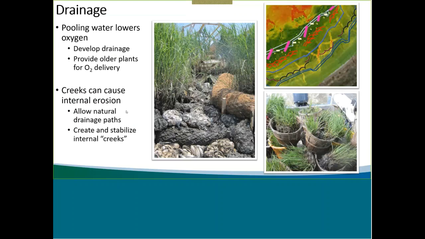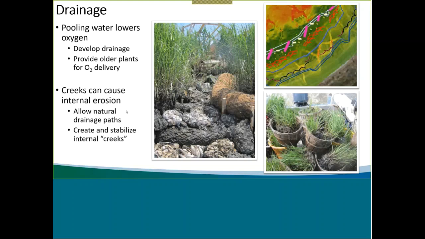You just don't want to trap water in a living shoreline. Cooling water is going to lower oxygen. If you've got plants there, it's going to completely prevent root development. Everything's likely going to die off. So if you are seeing water back there, you may want to develop your own drainage.